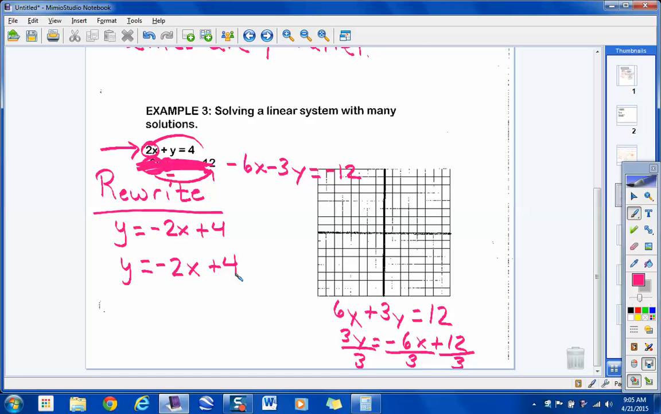Okay. When I rewrote the second one to get y alone, what do you notice about your two equations right there after we have them both in function form? They're exactly the same, meaning that if I graph one, you already have the graph of the other. So when I graph this, first of all, what is the y-intercept here? Positive 4. 1, 2, 3, 4. What's the slope? Down 2 over 1. So if I plot all the points, down 2 over 1, down 2 over 1.